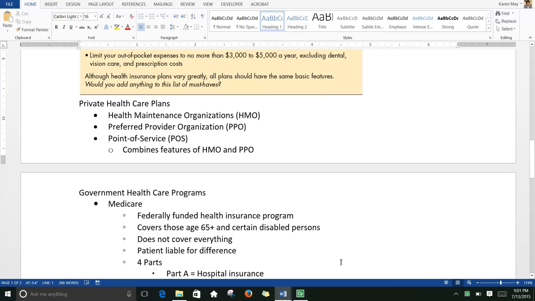There are different types of health care plans. We just talked about the group plans. There are also the private health care plans, which are sometimes group plans as well: health maintenance organizations, or HMOs, preferred provider organizations, PPO, and point of service, which combines the features of HMO and PPO. As you've read in the chapter, you should have learned that some of the differences are that many times you do have to go to your primary care person first and then be referred to specialists, depending on the type of health care plan that you have.